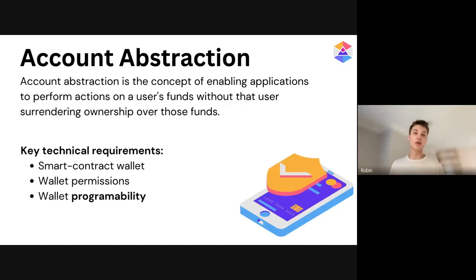So if you want to start working with account abstraction, you need three technical requirements. First of all, you need some kind of smart contract wallet. Then you need the ability to set permissions for that wallet. And then if you want to write applications with it, you want there to be some kind of programmability of that wallet. And the programmability is really where we try to make a difference with Abstract. We want to make it super, super easy to start programming the different functionalities that you could do on chain with someone's funds, right?